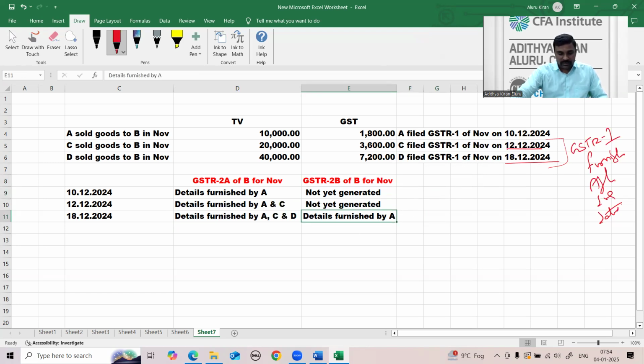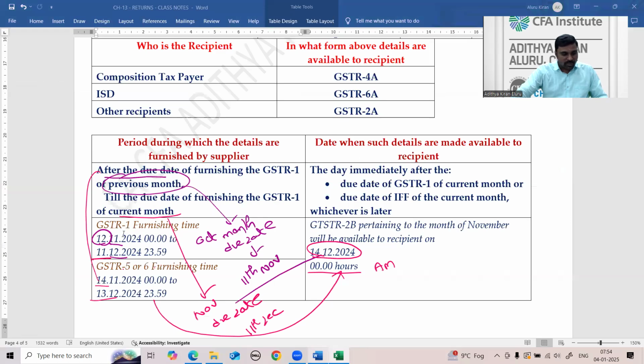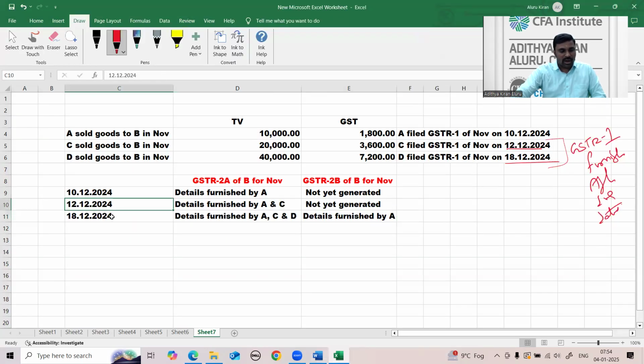Only details furnished between 12th November and 11th December will be reflected in GSTR 2B. Therefore, here C and D uploaded after 11th December, so those details will not be reflected in GSTR 2B of B.